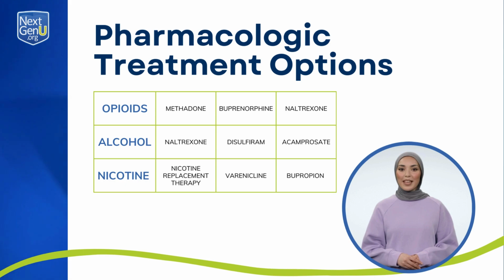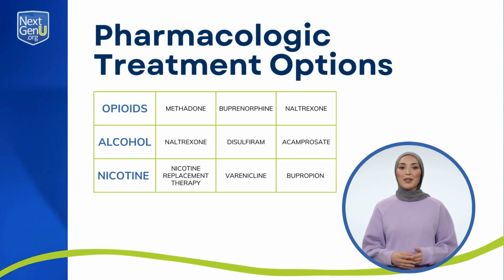Keep in mind these medications are approved for use in the United States, and approval is contingent on federal and local law. For opioid use disorder, we have the option of using methadone, which is a full opioid agonist, buprenorphine, which is a partial opioid agonist, and naltrexone, which is an opioid antagonist. Though not a treatment option, it's important to remember the role of naloxone, which is an opioid antagonist, and can be useful in the reversal of opioid-induced overdoses.